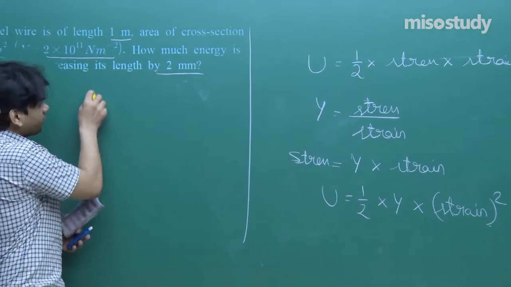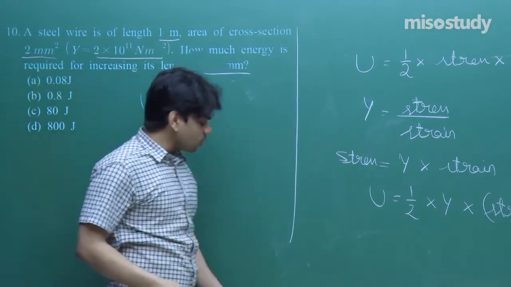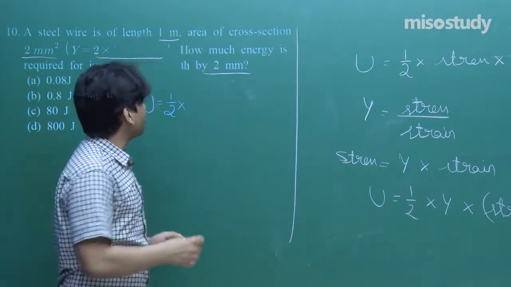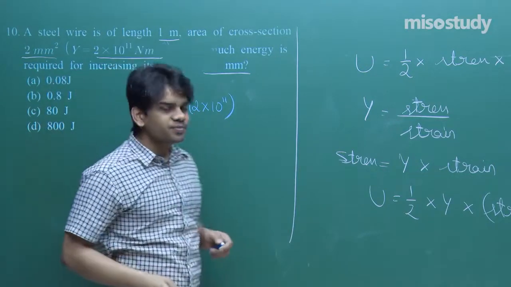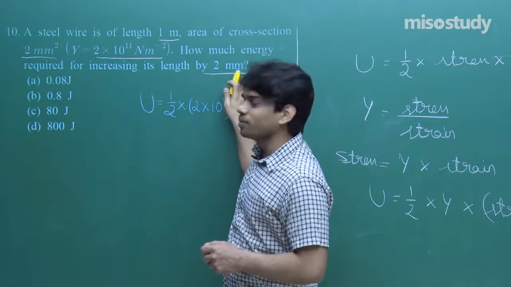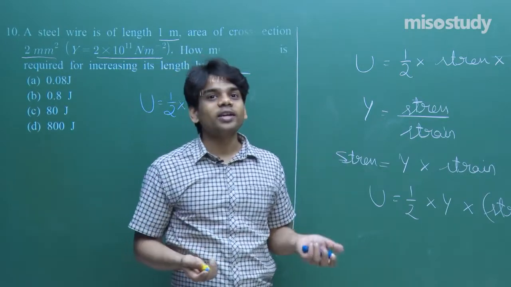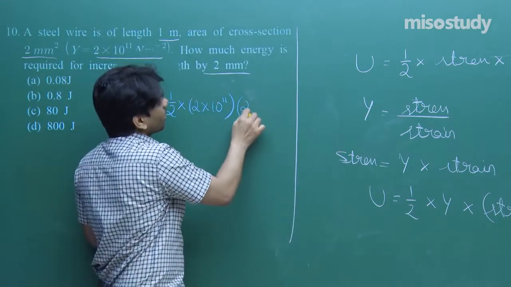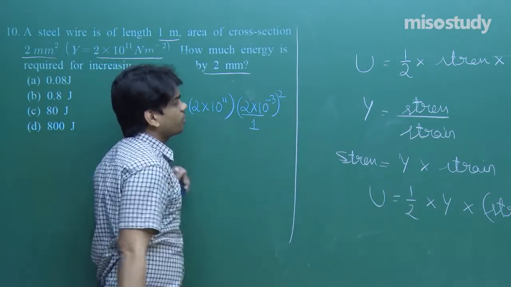Now potential energy is half into Young's modulus. Young's modulus is given in this question as 2 into 10 power 11, so let's put the value of Young's modulus as 2 into 10 to power 11 with proper SI units. Then we have strain whole square. The increase in length is 2 mm, that is 2 into 10 power minus 3, and length is 1 meter. So 2 into 10 power minus 3 divided by 1 gives 2 into 10 power minus 3. So we write 2 into 10 to power minus 3 whole square, divided by 1.